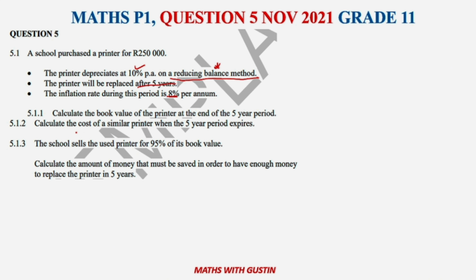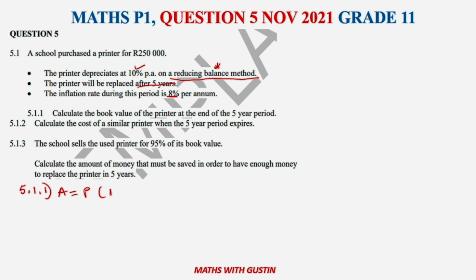If you don't understand the question, guys, I suggest that you go back, read the question, and make sure that you fully understand. Now I'm going to go to question 5.1.1. It says: calculate the book value of the printer at the end of 5 years. They are asking us to calculate the depreciation value at which this printer is depreciating.